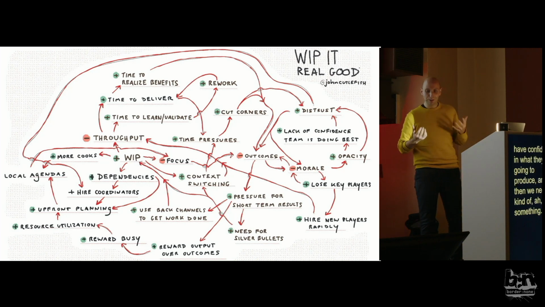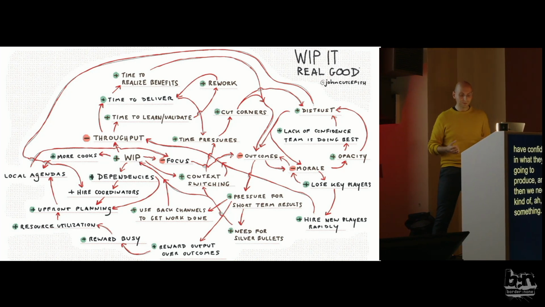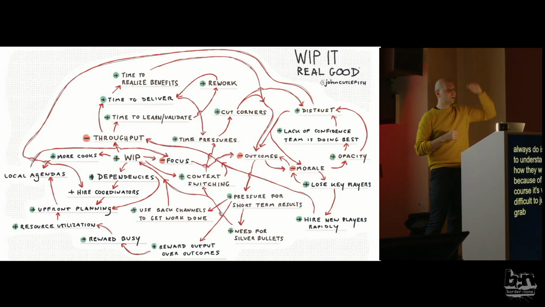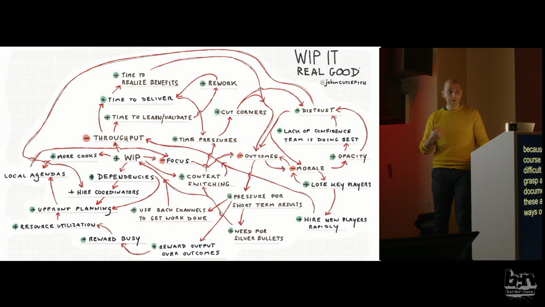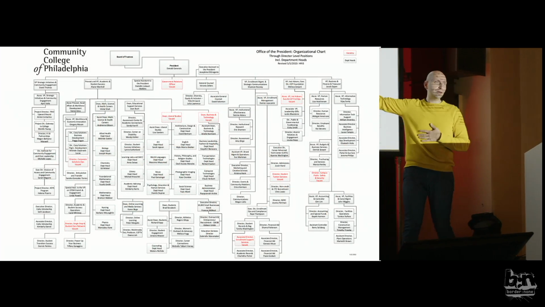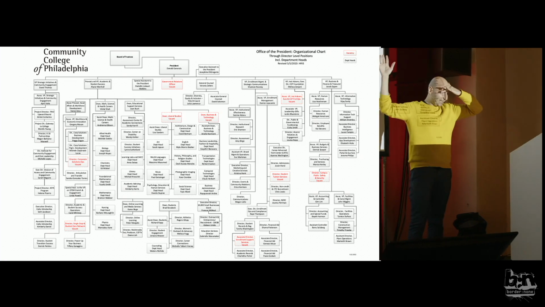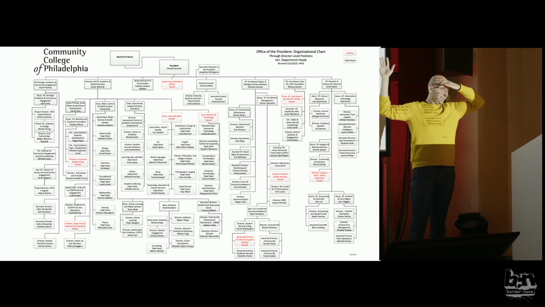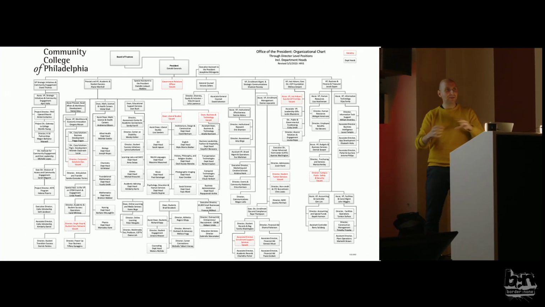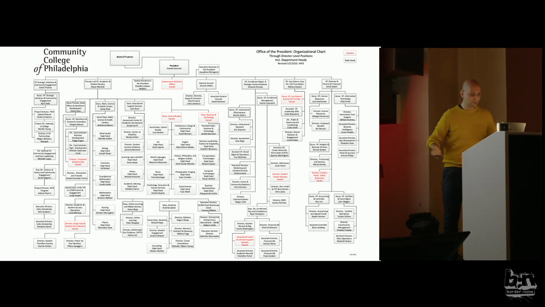So the first thing I always do is try to understand how they work. Because, of course, it's very difficult to just grasp a document saying, these are the ways of working. So the first thing I learned to do, to understand what impact I can make, is looking at these wonderful org charts. Anybody excited about org charts? Yes, my kind of people, right? Collect them, group them, like create a LinkedIn group, right?